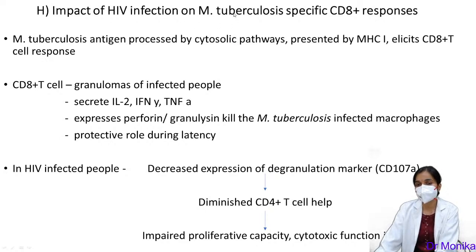Also there is an impact of HIV infection on Mycobacterium TB specific CD8 T cell response. So, as we know, Mycobacterium TB antigens processed by the cytosolic pathway are presented by MHC class I, which elicits the CD8 T cell response. This CD8 T cell response is present in the granulomas of the infected person, and they secrete interleukin 2, interferon gamma as well as TNF alpha. They also express perforin and granulysin, which kill the Mycobacterium TB infected macrophages. In case of HIV infected persons, there is a decreased expression of the degranulation marker, that is CD107a, which causes diminished CD4 T cell response and hence leads to impaired proliferative capacity as well as cytotoxic function in the CD8 T cells.